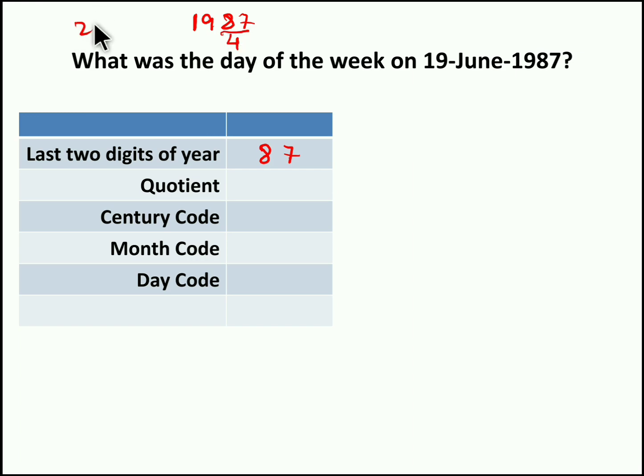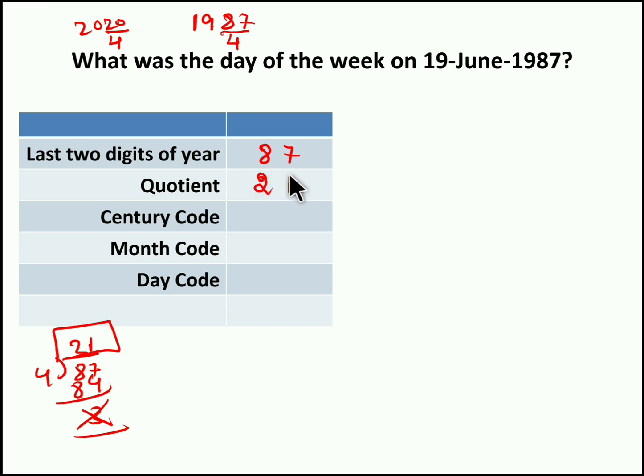If you take the year 2020, the last 2 digits are divisible by 4, so it is a leap year. But 1987 is not a leap year. Now for 1987, you have to divide the last 2 digits 87 by 4. 2 times 8, and again 1 time 4. The remainder you get is 3, but you don't need to worry about the remainder, just take the quotient. So the quotient is 21. Write the 21 here. First we take the last 2 digits, divide them by 4, and write the quotient.